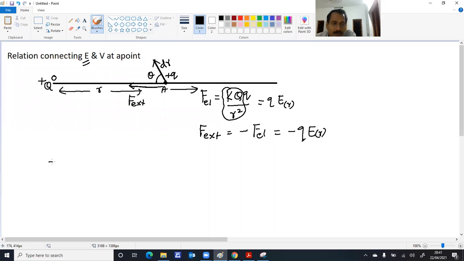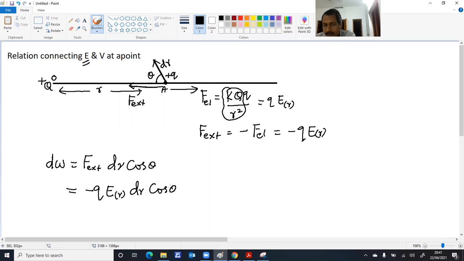Now find the work done for a small displacement. F external dr cos theta, because the displacement is dr. You can substitute F external as minus QE, dr cos theta, as dW.